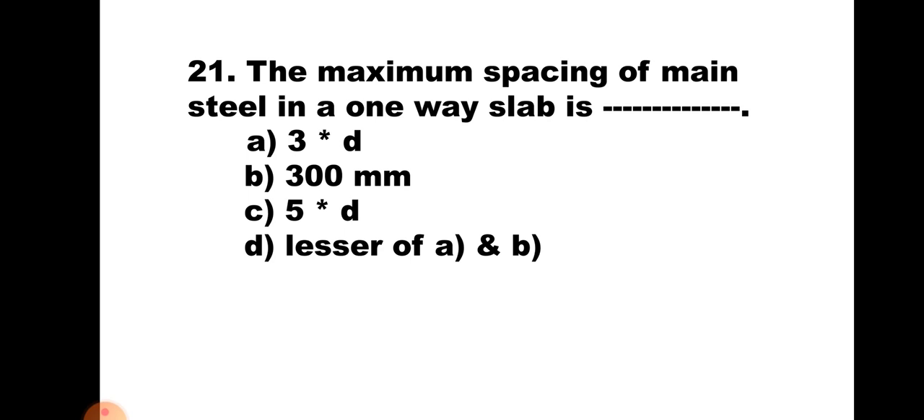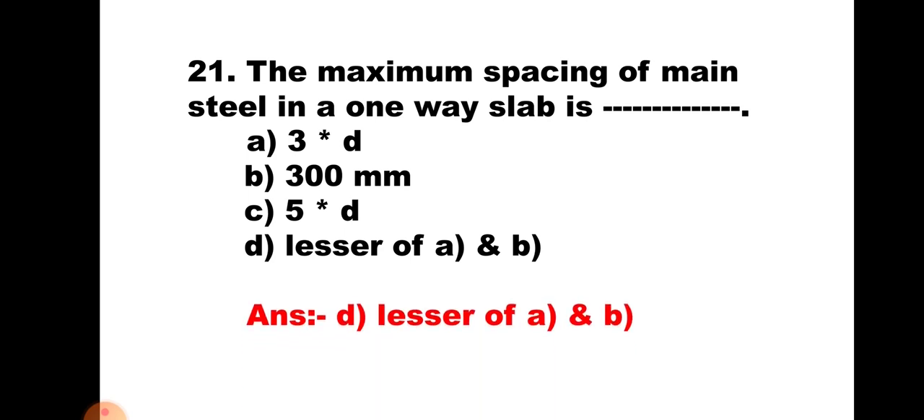Question number 21. The maximum spacing of main steel in one-way slab is A, 3D, B, 300, C, 5D, and D, lesser of A and B. Now similarly for main steel, the spacing shall not exceed 3D or 300 mm, whichever is less. Hence the correct answer of this question is D, lesser of A and B.